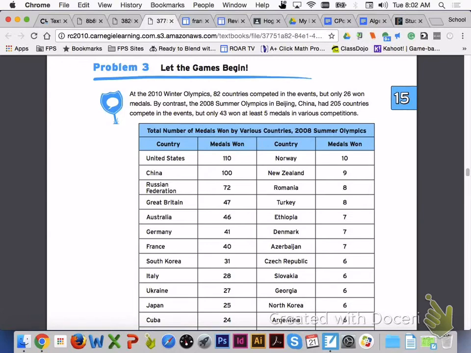Problem 3, let the games begin. At the 2010 Winter Olympics, 82 countries competed in the events, but only 26 won medals. By contrast, the 2008 Summer Olympics in Beijing, China, had 205 countries compete in the events, but only 43 won at least 5 medals in various competitions.